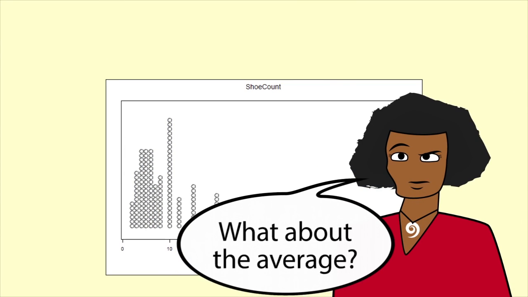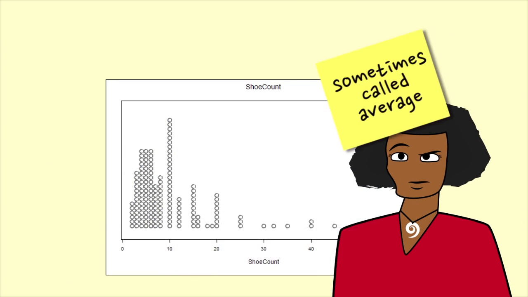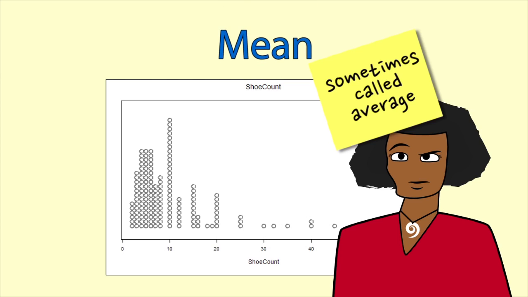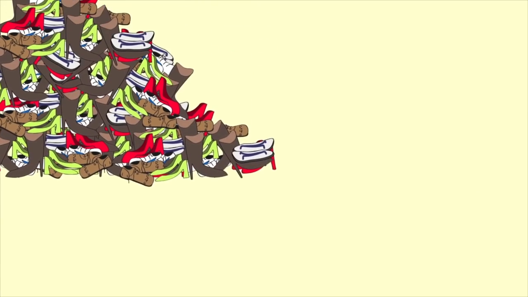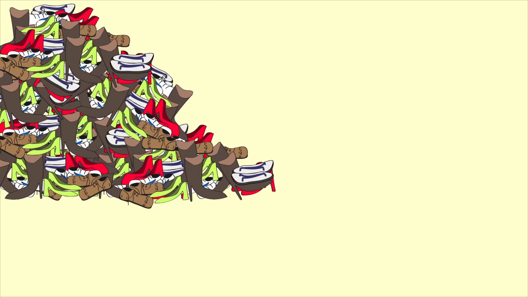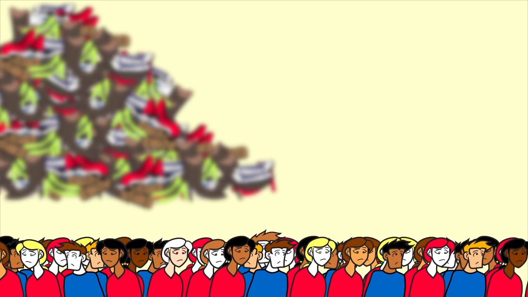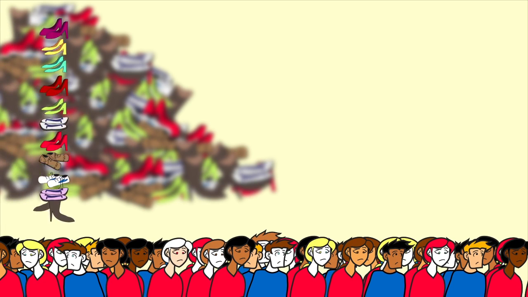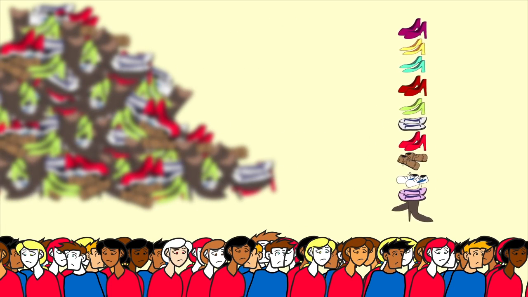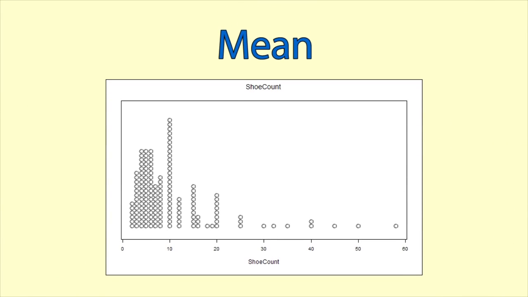The other summary value is often called the average, though the more technical term is the mean. Sometimes average refers to the median, so it is safer to use the term mean. If we piled all the pairs of shoes together and distributed them evenly over the 161 students, they would end up with 10.07 pairs each. The mean number of pairs of shoes per student is 10.07.